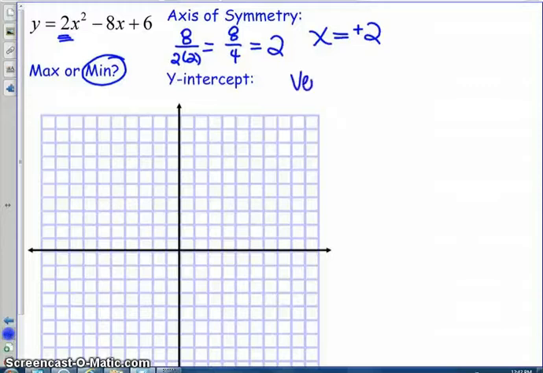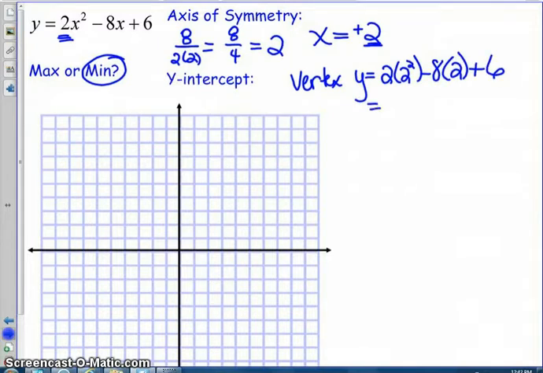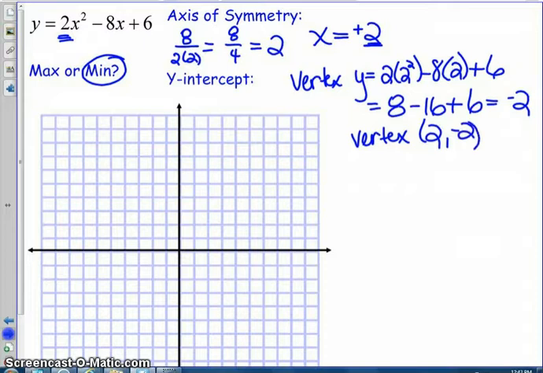Next thing I'm going to do is find my vertex. That's where I plug in this value for my x. So here, y equals 2 times 2 squared minus 8 times 2 plus 6. So y would equal 2 times 4, or 8, minus 16 plus 6. I get an answer there of negative 2. So we found our vertex to be the point positive 2, negative 2. All right, so what we found is my axis of symmetry is at positive 2. Here's my positive 2. My vertex is at positive 2, negative 2.